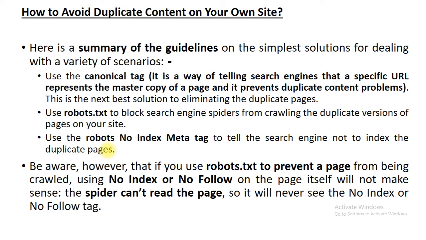Now use the robots noindex meta tag to tell the search engine not to index the duplicate pages. That means again, you need to use the robots noindex meta tag. Using the noindex meta tag, you are telling the search engine that these are the pages which you do not need to index. So using these three options, or we can say these three guidelines, you can avoid the duplicate content problem in the website.